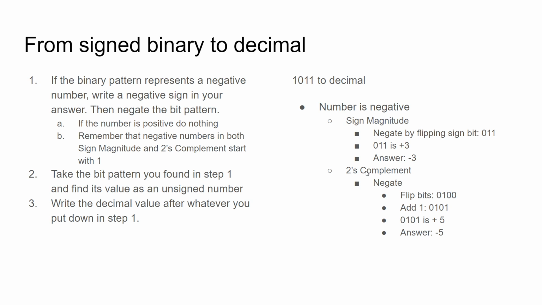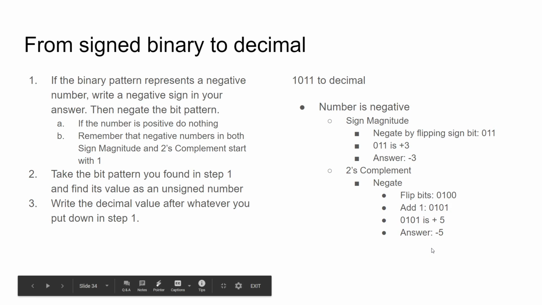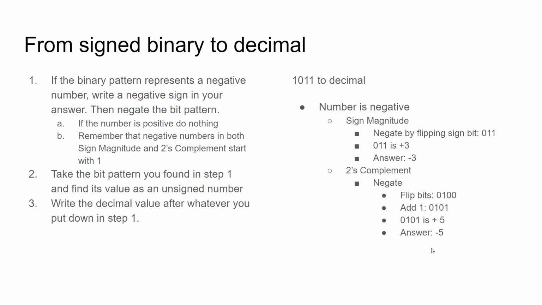With 2's complement, we flip the bits. So we go from 1011 to 0100. Then we add 1, 0101. That's 5, a 4 and a 5. But our number was originally negative, so it must be negative 5. You still add 1 when you negate.